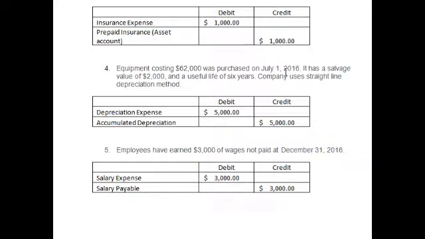But since we purchased it on July 1st, there have been only 6 months in 2016 since we acquired this equipment, so we could only depreciate half of it. So 10,000 divided by 2 makes $5,000 for 2016. Next year, of course, we could depreciate the entire $10,000. But for this year, we will only depreciate $5,000. So depreciation expense goes up by $5,000 and accumulated depreciation goes up by $5,000.